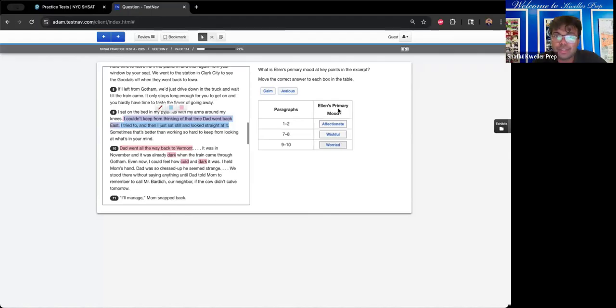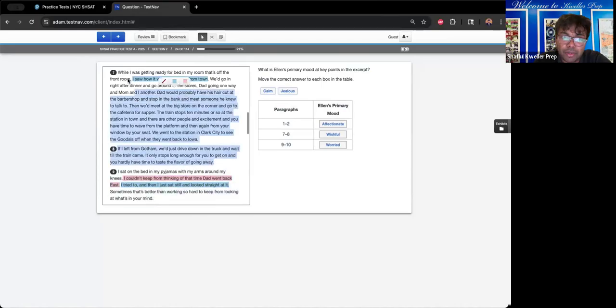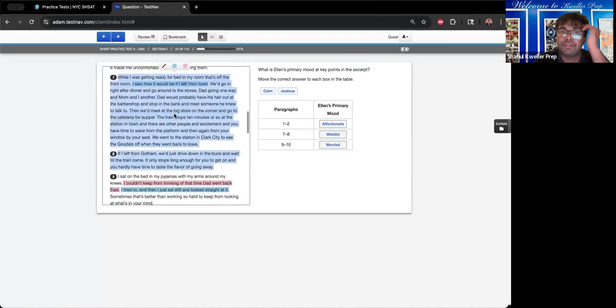Does anyone have any questions on this? Okay, hopefully not. How is it wishful? I agree, wishful isn't the best word, but in paragraphs 7 to 8, she talks about her hopes, like when she left town and what she thinks will happen. The only word that works here is wishful. Calm isn't the best word here.